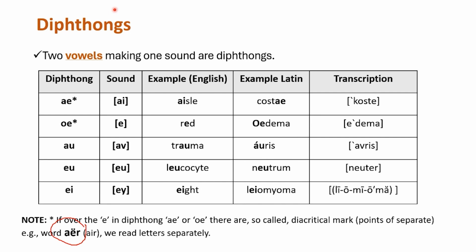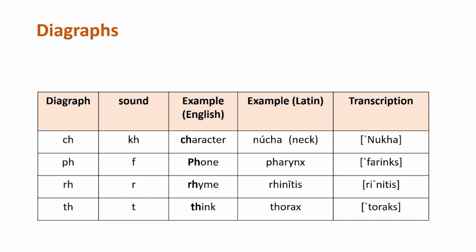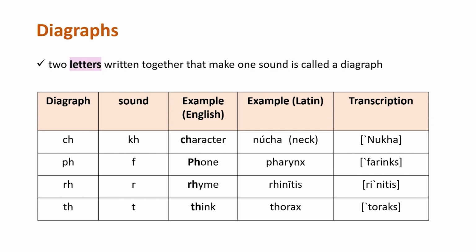Now, as we have seen diphthongs, let us see what digraphs are. It is a similar concept, but slightly different. Like diphthongs, digraphs are by definition two letters written together that make one sound. So the difference is that they are two letters, whereas in diphthongs they are two vowels. Please make a note of this, as sometimes it might be confusing. Diphthongs are two vowels that make one sound, whereas two letters that make one sound are called a digraph.